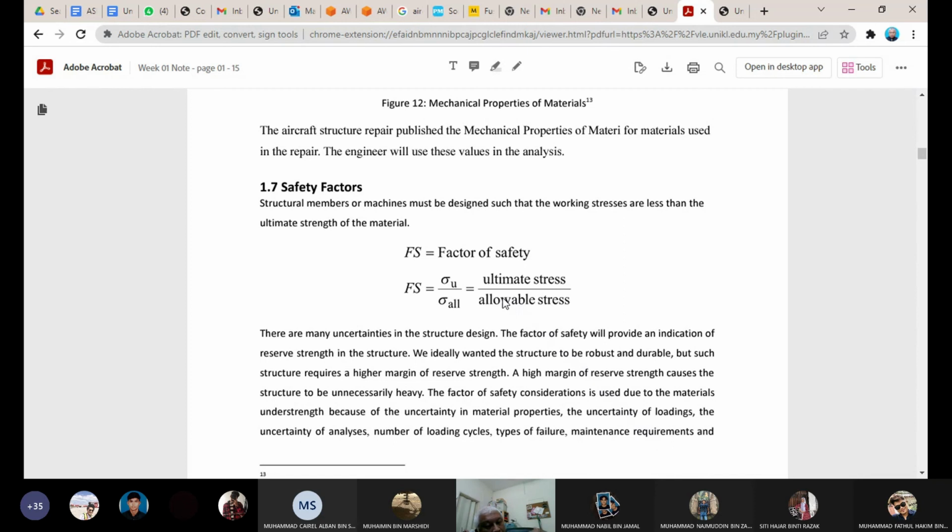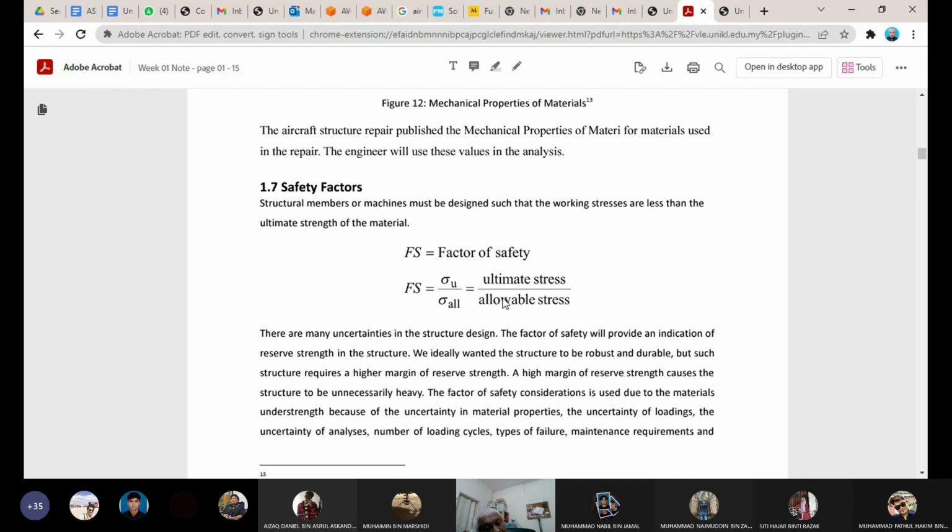So again, what is the ratio? It is the ratio of the design, what the structure needs to work on. For example, we have the example of 100 Newton. That's what the structure is supposed to carry, 100 Newton, but you design it to 150 Newton, so you get a 1.5 factor of safety. That is the meaning of factor of safety.